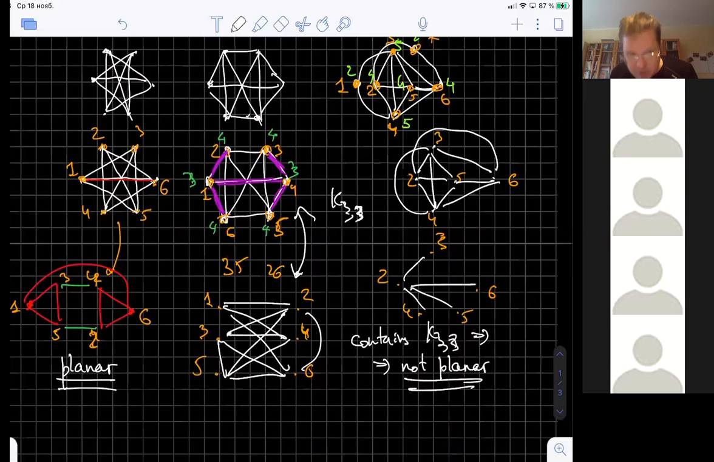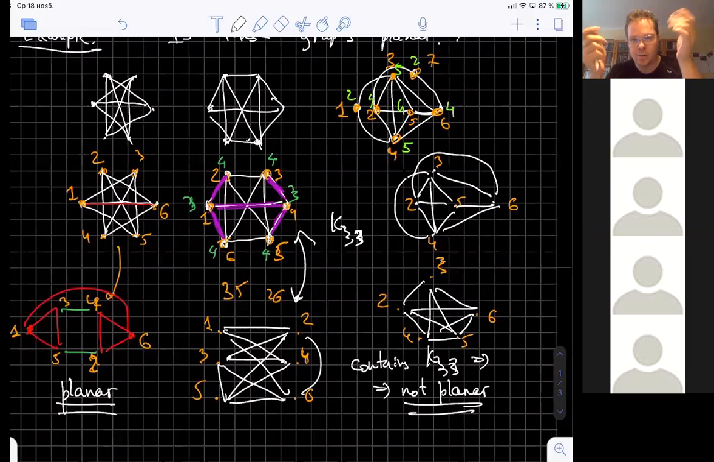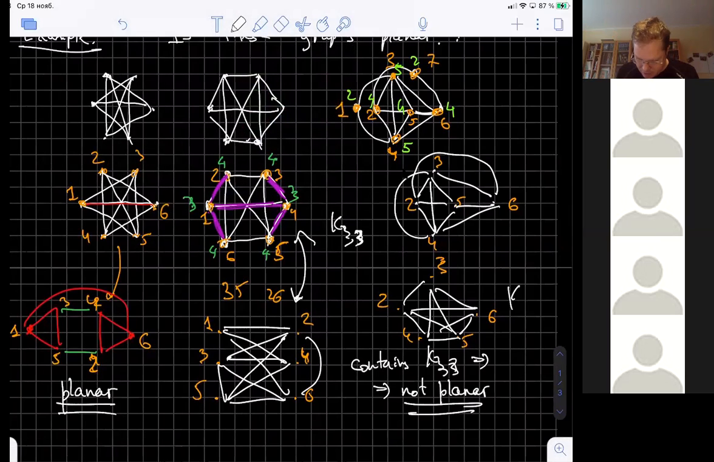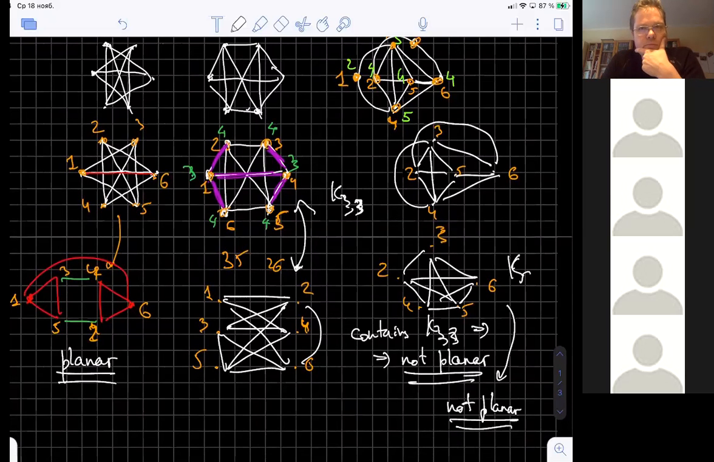Three is connected to 2, 4, 5, and 6. 6 is connected to 5 and 4. 5 is connected to 4. So if you get rid of 1 and 7, and look at what edges we have between 2, 3, 4, 5, and 6, we see that we have exactly the graph K5 here. So it's also not a planar graph. Okay, let's continue.